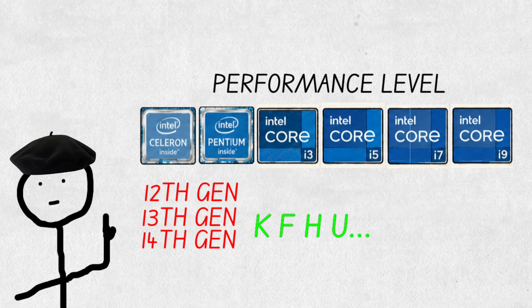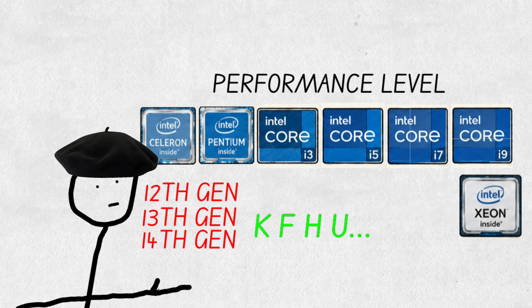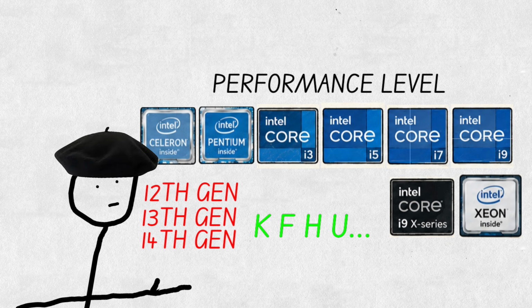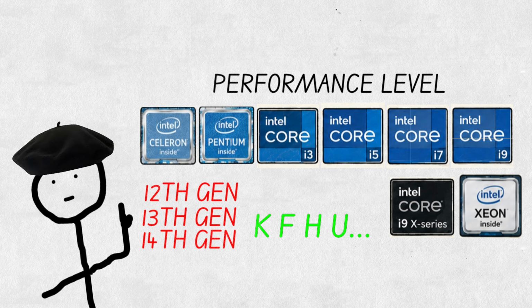And on top of the mainstream consumer lineup, there are two more families sitting at opposite ends: the professional Xeon line and the extreme enthusiast X series, both operating by slightly different rules. Once you understand each layer separately, the full picture stops looking like chaos and starts looking like structured hierarchy.